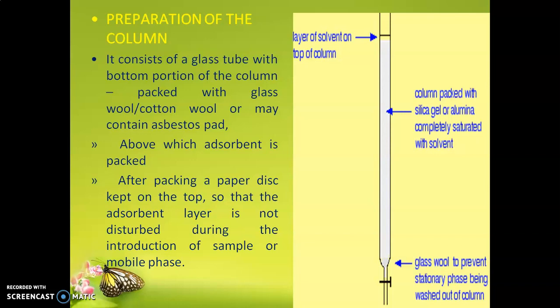Next is the preparation of the column. How to prepare the column? Generally we have to take a glass tube, with the bottom of the column having a sintered glass disc, then packed with glass wool, or other adsorbents are also possible.